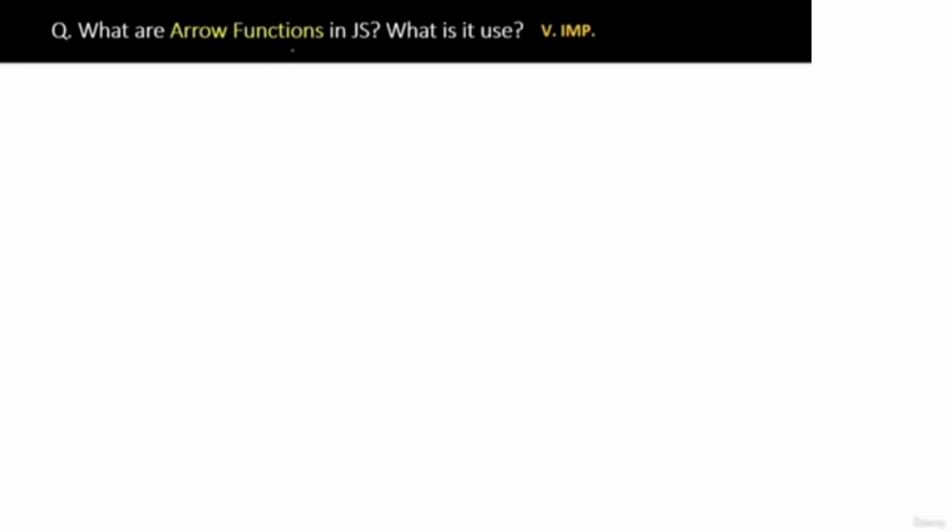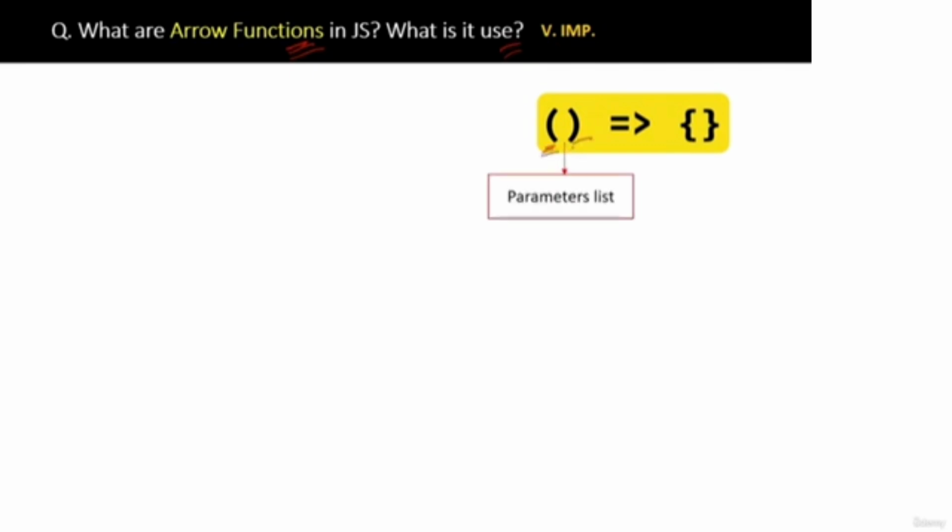What are arrow functions in JavaScript? What is its use? Nowadays, arrow functions are a very important part of any programming language. It is used everywhere in JavaScript applications. And arrow function is just a shortcut way of writing the normal functions. Like in normal functions, we have a parameter list and a function body, right? Similarly, in arrow functions, we have round brackets, arrow operator, and curly braces. So inside the round bracket, we will put the parameter list, and inside the curly braces, we put the function body.